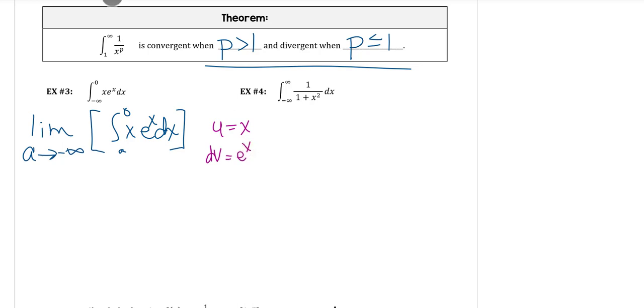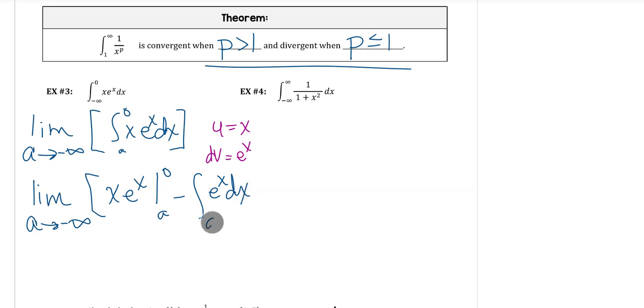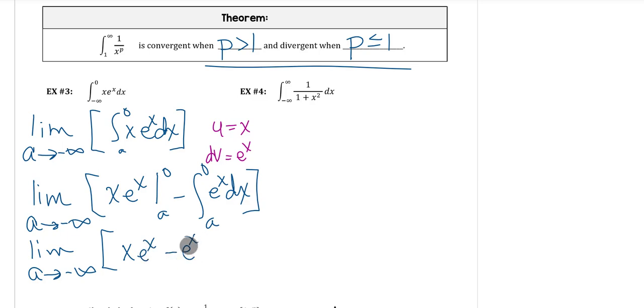So then I can set this up as the limit as a approaches negative infinity of the integral from a to 0. I can just write down my uv. So I'm going to have x e to the x, from a to 0, minus the integral of e to the x dx from a to 0. And so we're going to have the limit as a approaches negative infinity of x e to the x minus e to the x, evaluated between a and 0.